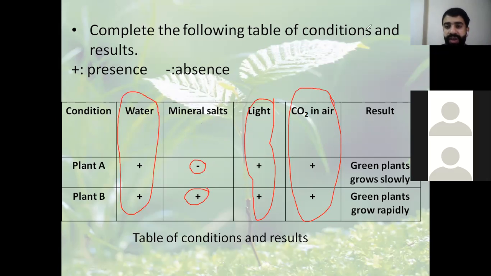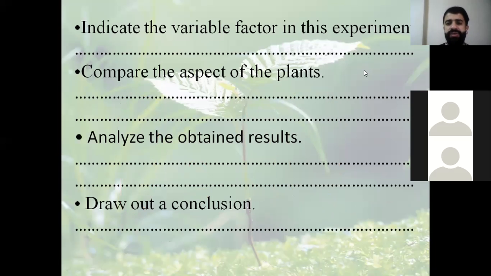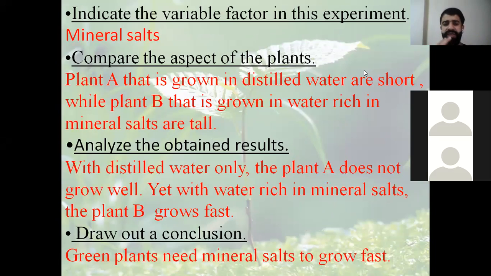So these, they lack the mineral salts, they grow slowly, while those that have the mineral salts, they grow rapidly, and they eventually will grow tall and green. So here, the variable factor. So talking about the variable factor, what is the variable factor? Is the minerals. Comparing the aspects of the plants, meaning the appearance of the plants.